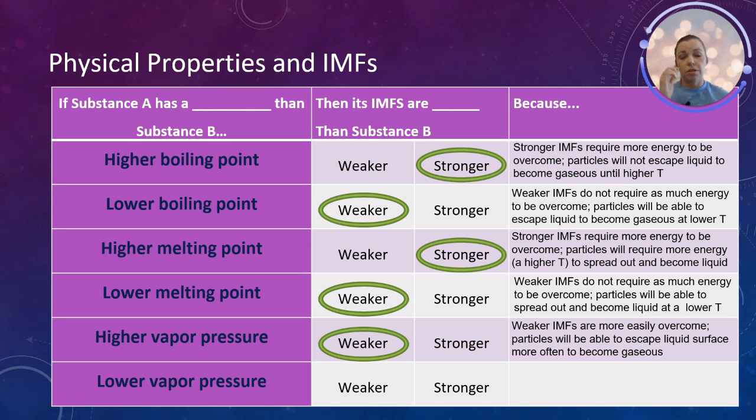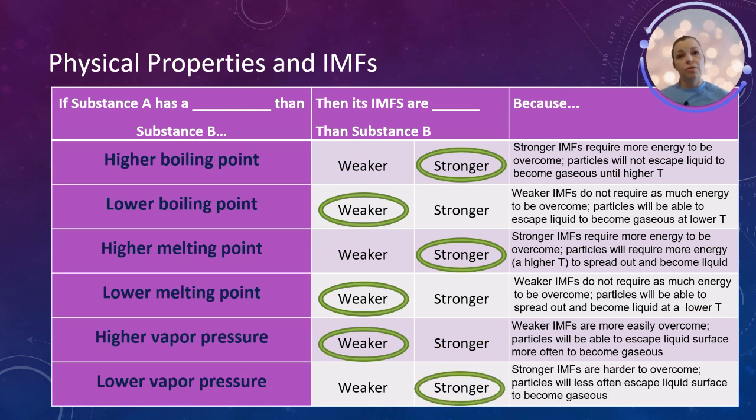That's in equilibrium, and we'll talk about equilibrium much later in the course. But anytime you have a liquid, there are a certain number of particles that are escaping the surface of that liquid to become a gas. Okay, and we notice this if you were to leave a glass of water sitting out on a table for a really long time, eventually all that water would evaporate. That's vapor pressure. Now, of course, then if you have a lower vapor pressure, that means that those stronger IMFs are at play. And so they're harder to overcome. And so at that particular temperature, the particles will less often escape the surface of the liquid to become gaseous.